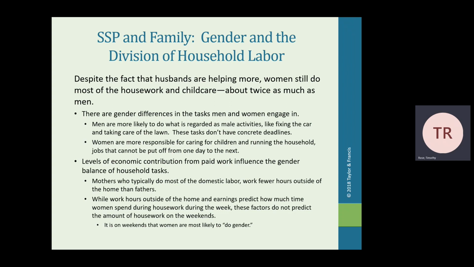Another point the book wants to raise is that the level of economic contribution from paid work influences the gender balance of household tasks. So, mothers who do most of the domestic labor work fewer hours outside the home than the father. It makes sense. If they're doing more domestic labor and yet both parties are doing around 65 hours of total labor each week, she's going to have to find time in her schedule to make up for that extra labor she's doing in terms of time commitment, and this often comes in the form of work hours, like formally paid work hours, right?